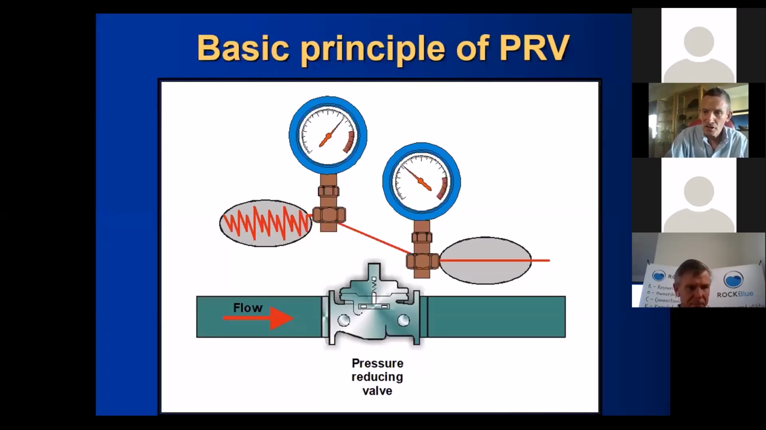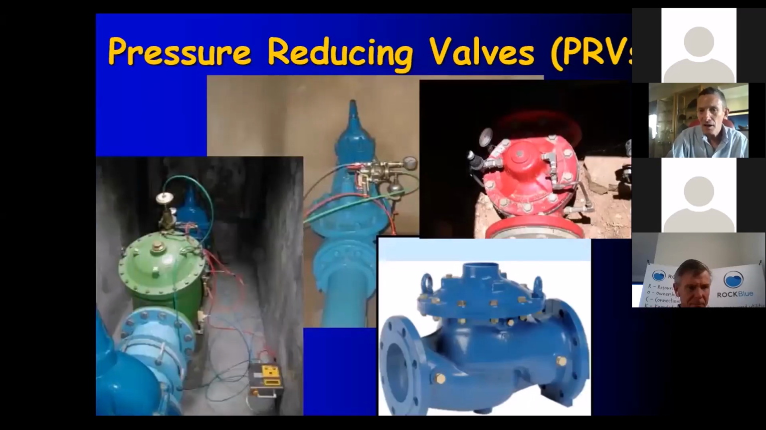Pressure reducing valves are designed to control pressure, and they come in a variety of colors. You can get green ones and red ones and blue ones.